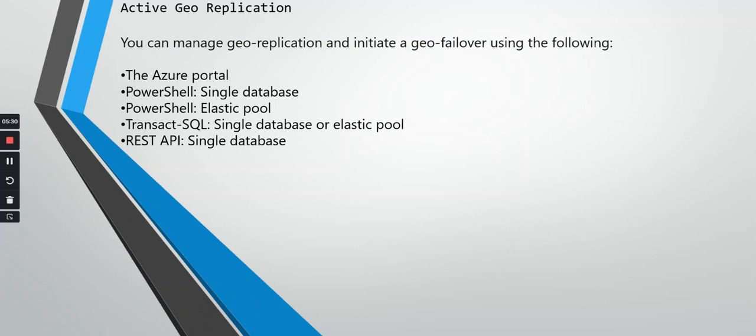Of course, I'm going to show you in detail in a practical demo how you can create replication. Below are some methods: you can create and manage replication through the Azure Portal, with the help of PowerShell for both single database and Elastic Pool, with Transact SQL, again with single database and Elastic Pool, and then with the REST API. So these are several methods through which you can initiate and manage the geo replication and geo failover.